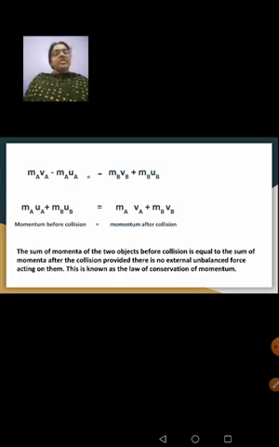So it shows that MAUA plus MBUB, which is the total momentum before collision, is equal to MAVA plus MBVB, which is the total momentum after collision. So the sum of momenta of the two objects before collision is equal to the sum of momenta after collision, provided there is no external unbalanced force acting on them. This is the condition for the law of conservation of momentum. So this is your law of conservation of momentum.